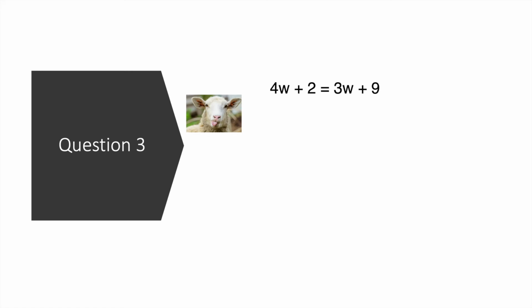So what you've got to think about is I've got to get rid of these 3. I've got to get rid of these 3, but whatever I do to one side, I must do to the other. So if I get rid of these 3, then these 4 sheep become just 1. 3 of them have gone. So now I'm left with this. What do I add to 2 to make 9? Answer 7. W equals 7.